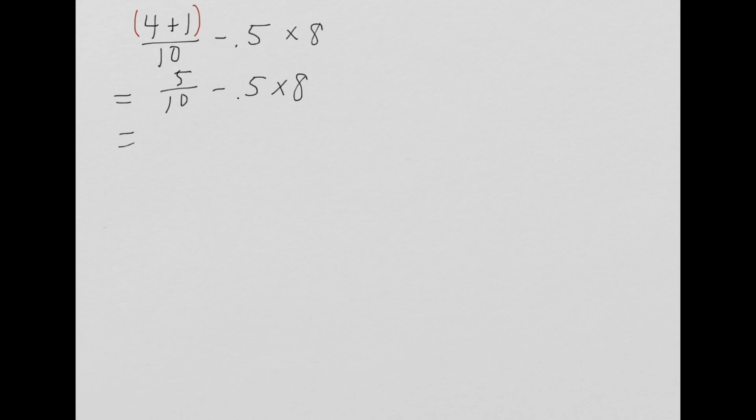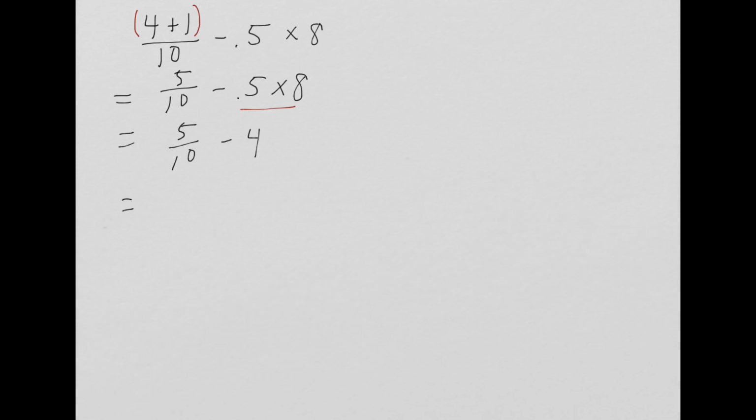Now what? Well, let's see. No exponents, so we can skip over that. Multiplication and division. I got multiplication right there. 0.5 times 8. Well, that's 1/2 times 8, which is 4. And now what do I have? Well, I got 5 over 10 minus 4. How are we going to do that?